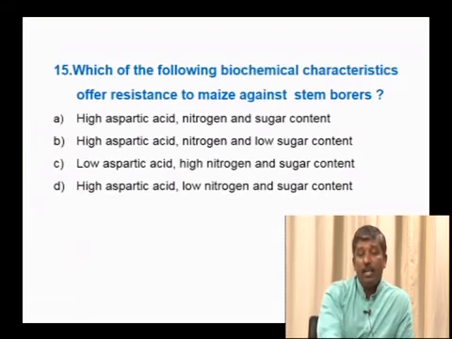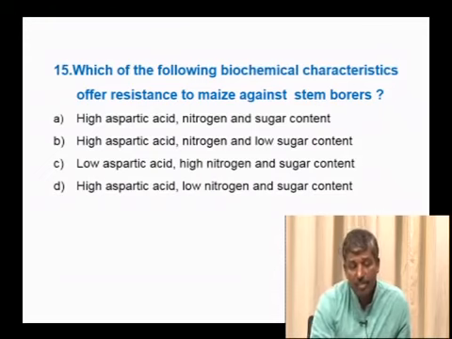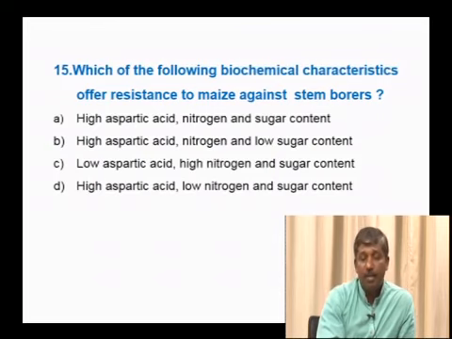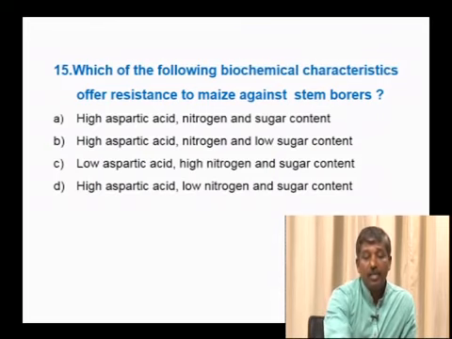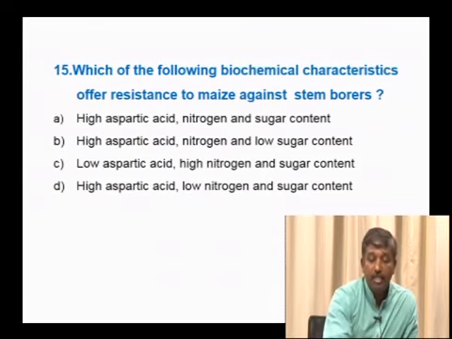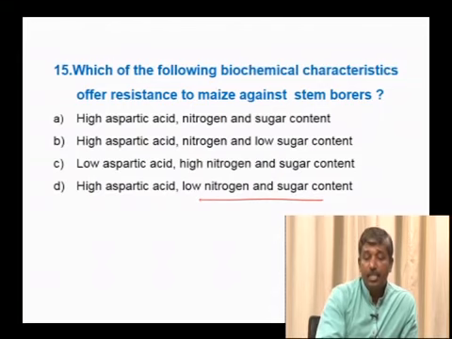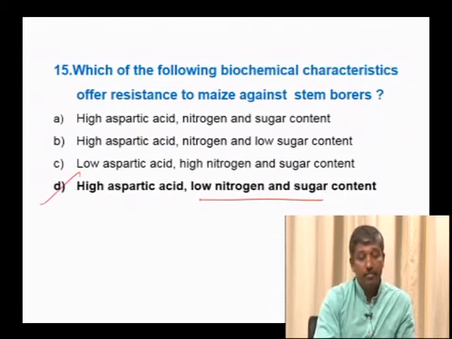So, which of the following biochemical characteristics offer resistance to maize against stem borers? So, this is an example related to biochemical modification. See, high aspartic acid, nitrogen and sugar content; high aspartic acid, nitrogen, low sugar content; low aspartic acid, high nitrogen and sugar content; high aspartic acid, low nitrogen and sugar content. So, hence the right option is high aspartic acid with low nitrogen and sugar content, since low nitrogen and sugar is not preferred by the insect pest, hence the right option is D.